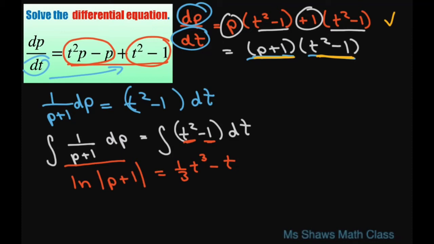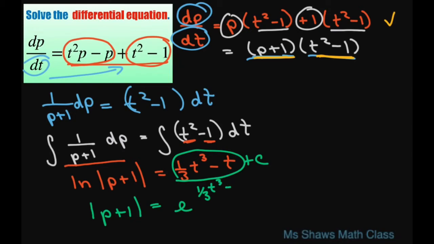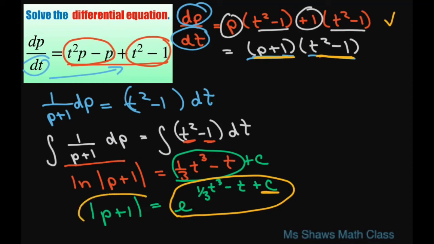So what we're going to do is go ahead and rewrite this as absolute value of p plus 1 and pull all this up in the exponent with e to the power of, oh, this should have had a plus c here, sorry. So we're going to have 1/3 t cubed minus t plus c. All right, now that we have that, let's notice that I can rewrite this because of this constant, and I also want to get rid of the absolute value sign.